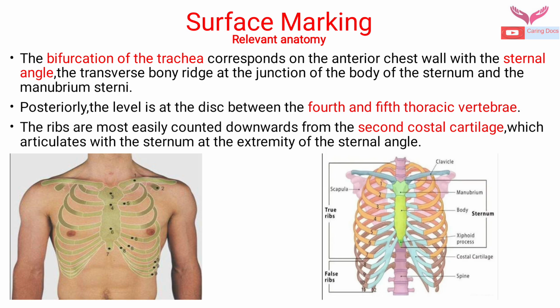Let's discuss a little bit about surface marking. As we know, the bifurcation of trachea corresponds anteriorly to the sternal angle, the transverse bony ridge at the junction of the body of the sternum and the manubrium sterni, and posteriorly it corresponds to the disc between the fourth and fifth thoracic vertebra. The ribs are mostly counted downward from the second costal cartilage, which articulates with the sternum at the extremity of the sternal angle.